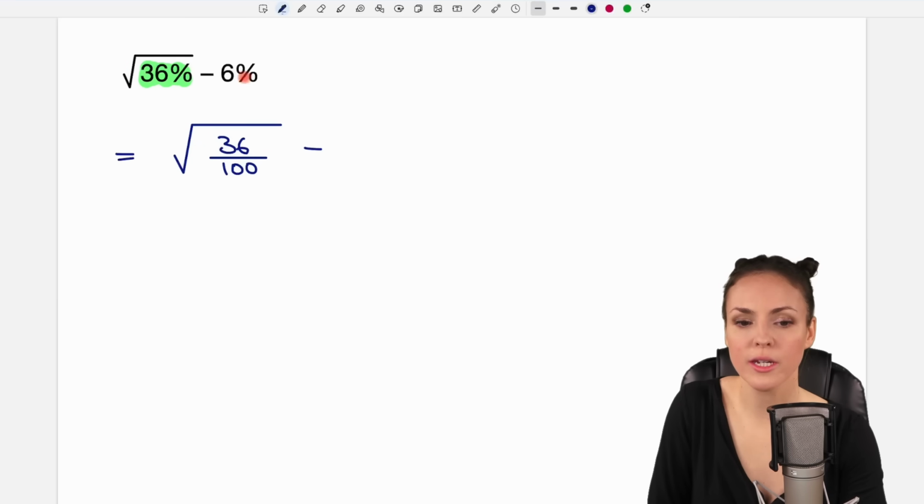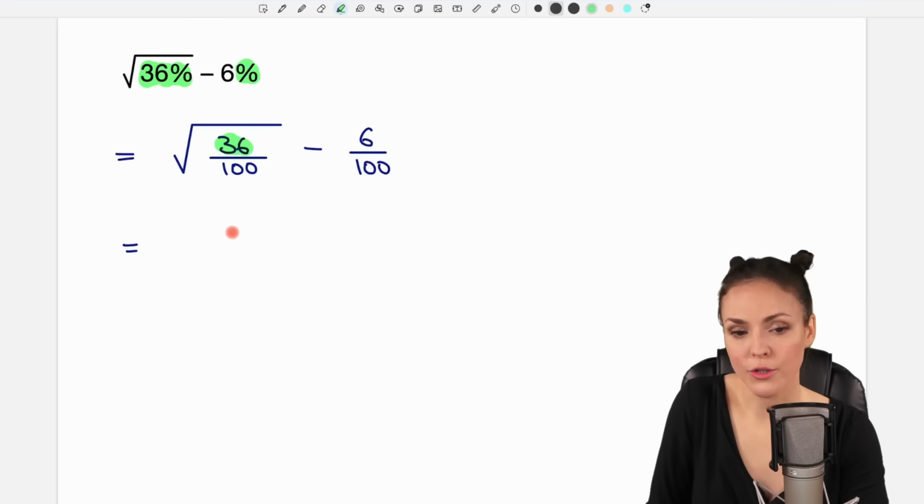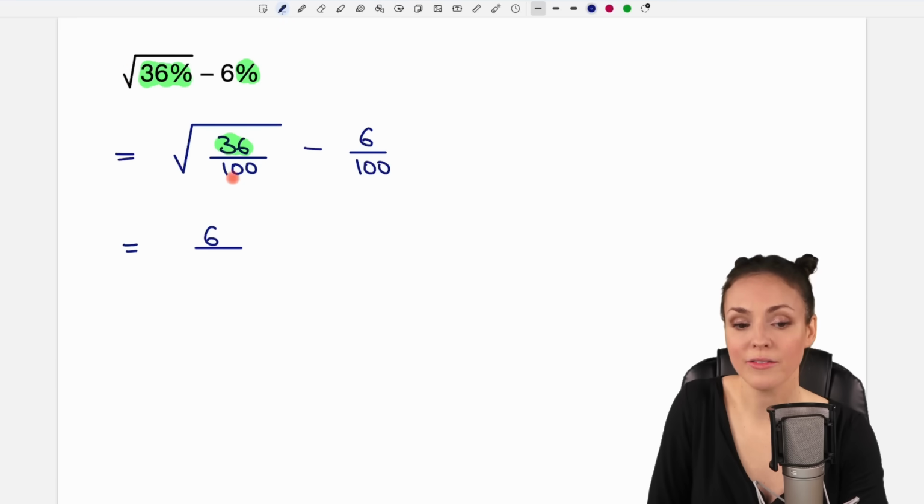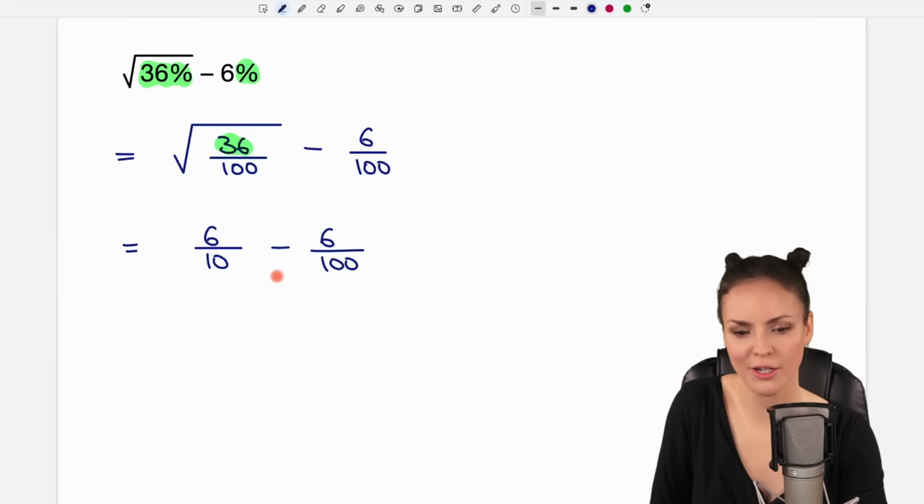And we can do the same here. We can write the 6% as a fraction. We just take the 6 and then we divide it by 100. And now let's simplify this. The square root of 36 first, which equals 6, yes. But then we have in the denominator the square root of 100, which equals 10. We subtract 6 over 100, and now we only have to subtract these two fractions.